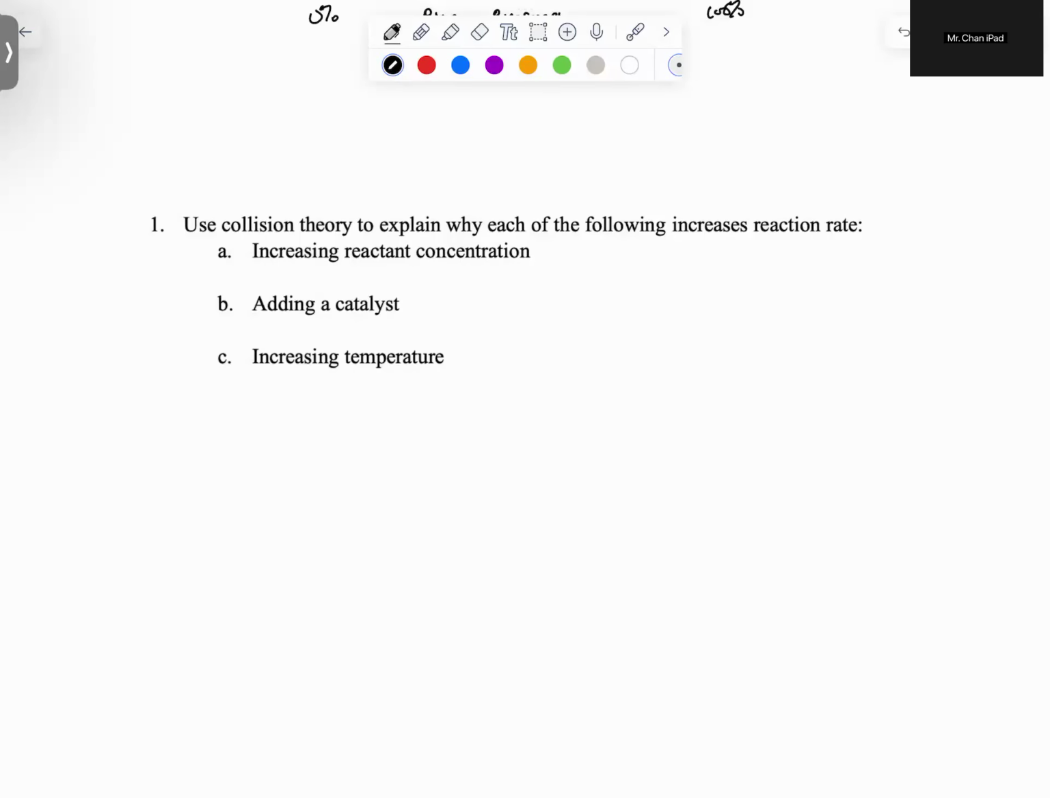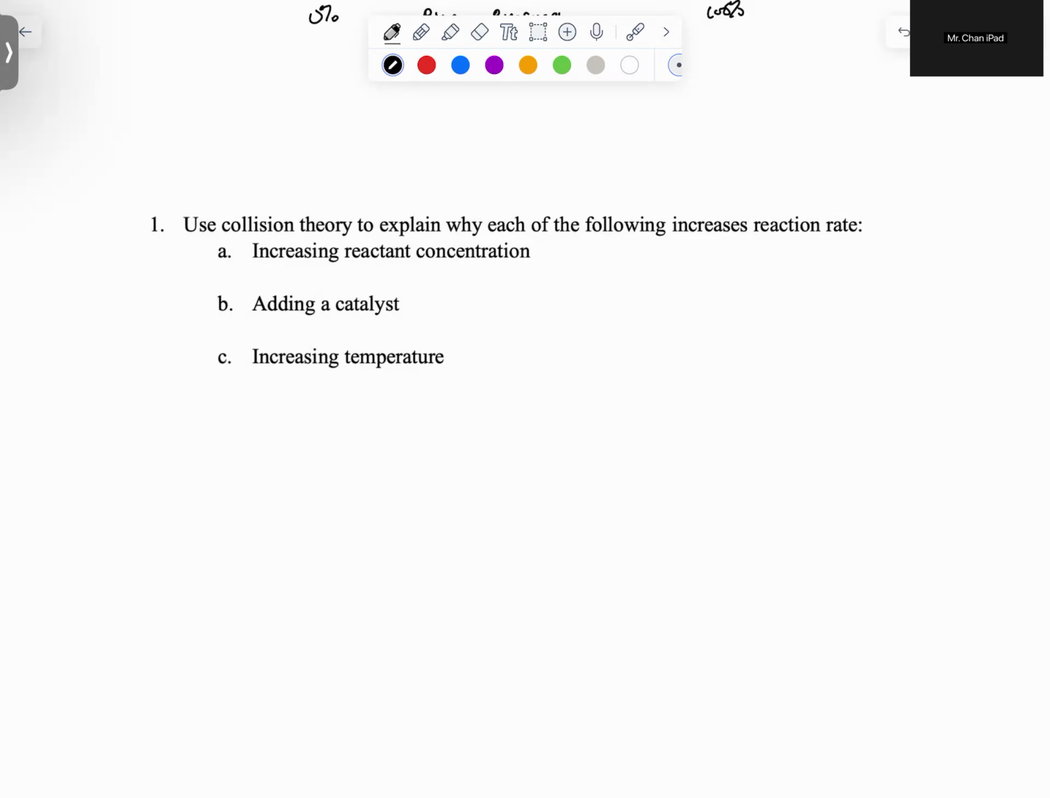Continuation of what we discussed earlier on collision theory. Explain why each of the following increases reaction rate. So again, collision theory is just kind of matching up things together. Not only do you have to encounter the partner, you have to put your effort in to hold each other tight in order to have a reaction.